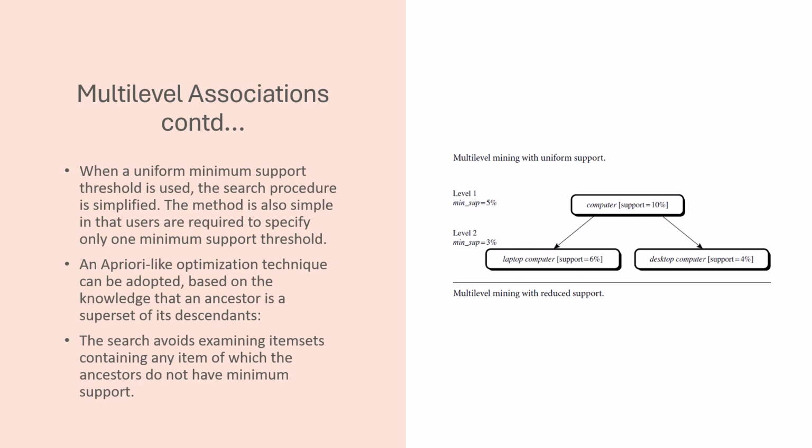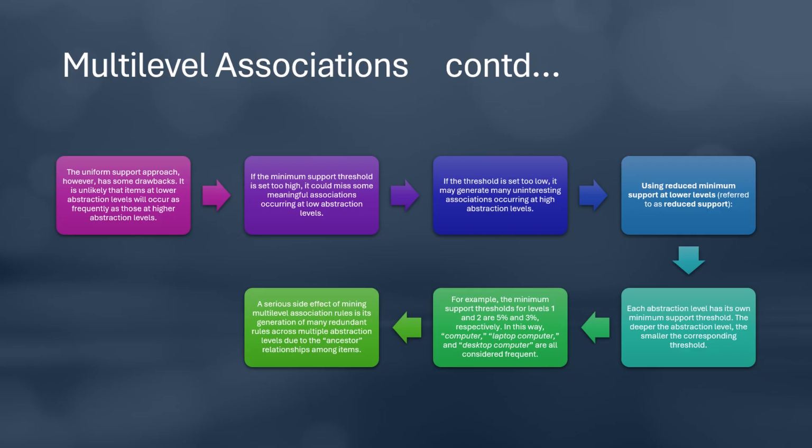An Apriori-like optimization technique can be adopted based on the knowledge that an ancestor is a superset of its descendants. The search avoids examining itemsets containing any item whose ancestors do not have minimum support. The uniform support approach, however, has some drawbacks. It is unlikely that items at a lower abstraction level will occur as frequently as those at a higher abstraction level. If the minimum support threshold is set too high, it could miss some meaningful associations occurring at low abstraction levels. If the threshold is set too low, it may generate many uninteresting associations occurring at high abstraction levels.